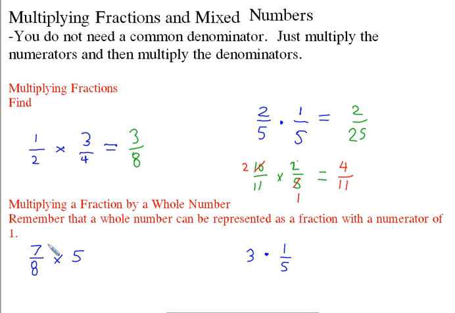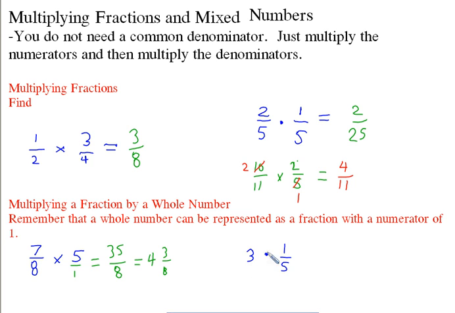Now here, remember, if you're multiplying by a whole number, the numerator is the whole number and the denominator is 1. So you can just multiply them. So this is going to be 35 over 8. And then you've got to simplify. So this is going to be, well, 8 goes into 35 4 times with 3 left over.